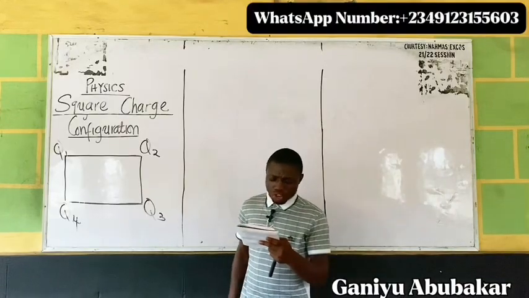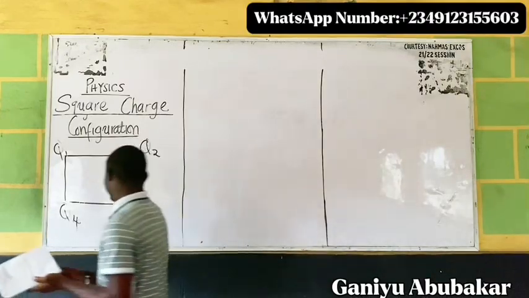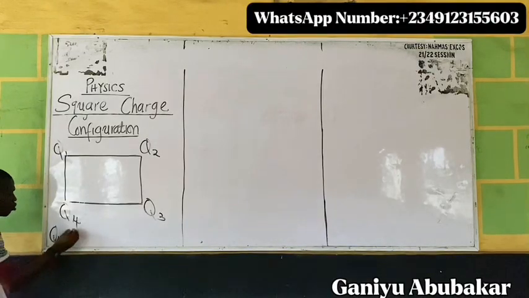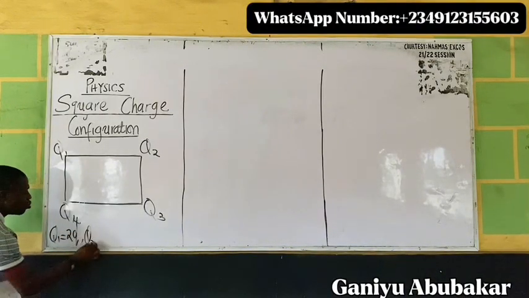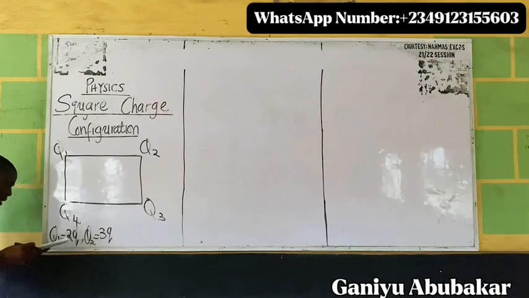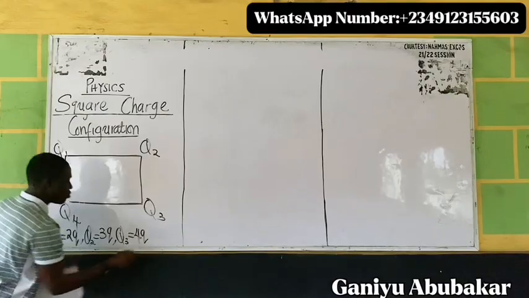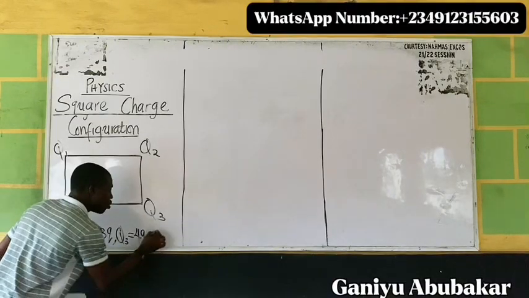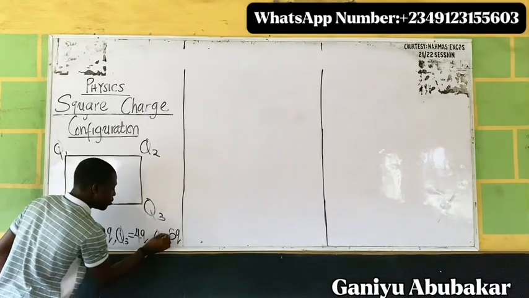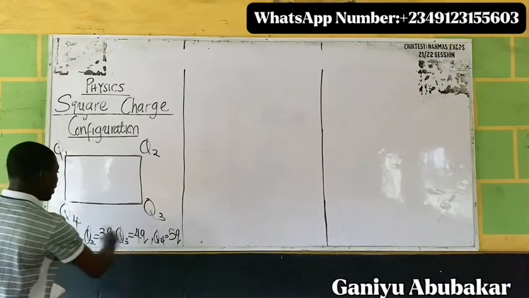The charges are placed on a square whose corners have charges Q1 equal to 2Q. I'm given these parameters: Q1 is equal to 2Q, Q2 is equal to 3Q, Q3 is equal to 4Q, and Q4 is equal to 5Q. These are what I'm given from the question here.